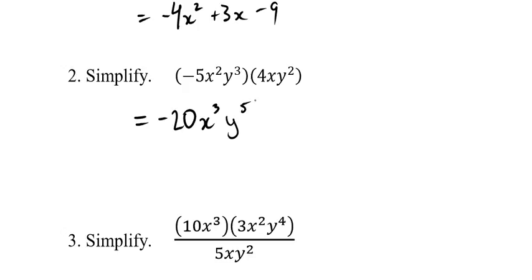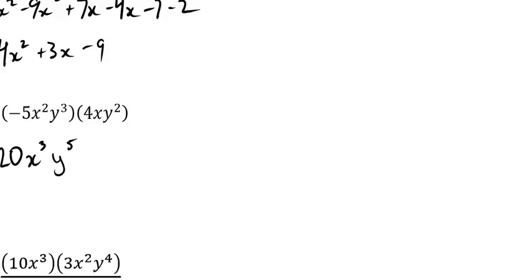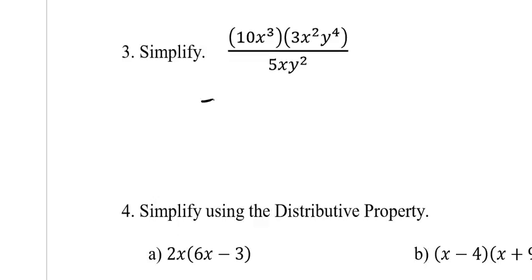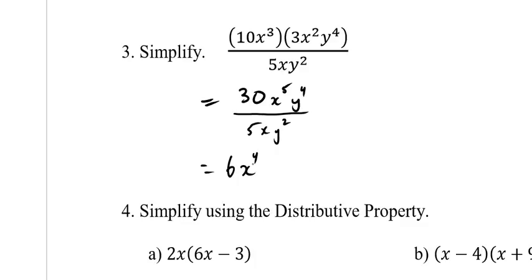And you're done. And then similarly, how would I do it if I was dividing? Well, I'm going to multiply on top first. 10 times 3 is 30. X cubed times x squared, add the exponents, x to the 5, y to the 4th, divided by 5xy squared. And now I do the same thing, same idea. If you know how to multiply, you can always divide as well. 30 divided by 5 is 6. But when I'm doing the variable part, instead of adding the exponent, what do you think I do? Very good. So 5 minus 1 is 4, x to the 4. And 4 minus 2 is 2, so y squared.